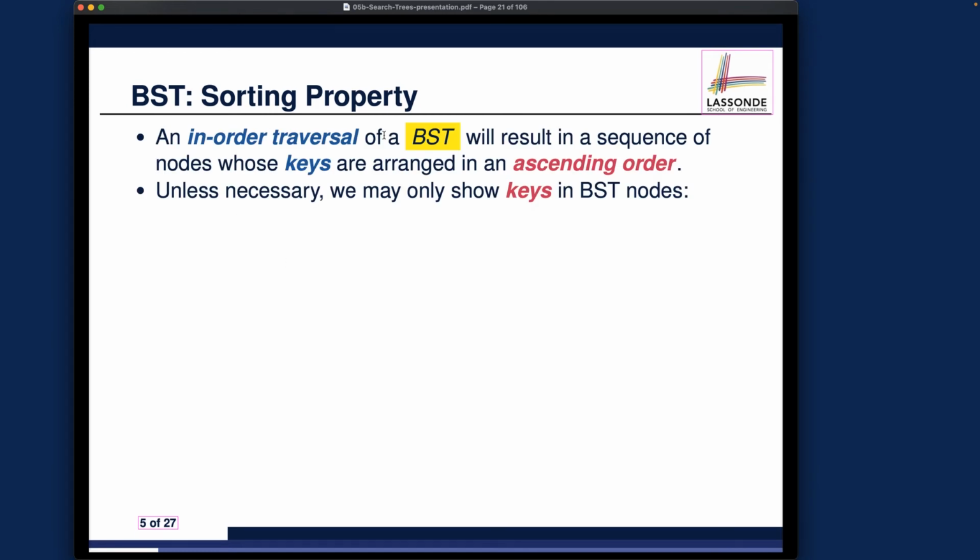An in-order traversal of a binary search tree will result in a sequence of nodes whose keys are arranged in ascending order, right? This is the property. It's the so-called sorting property of the binary search tree. There are several key phrases here. Number one, we're talking about a binary search tree. Any arbitrary binary tree, which may not necessarily satisfy the search property, may not have this sorting property. Okay. So number one, it has to be a binary search tree.